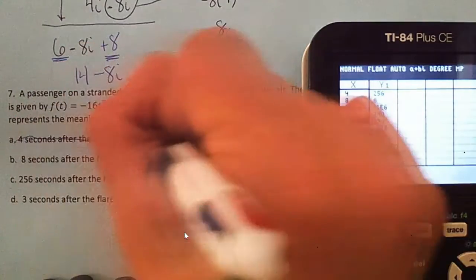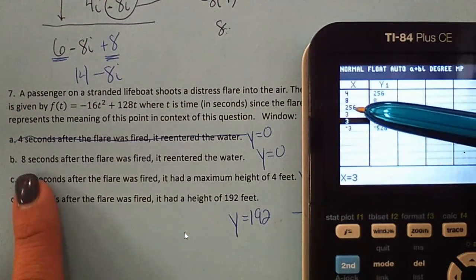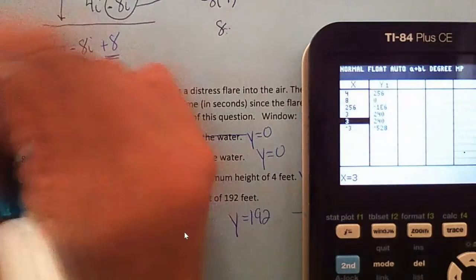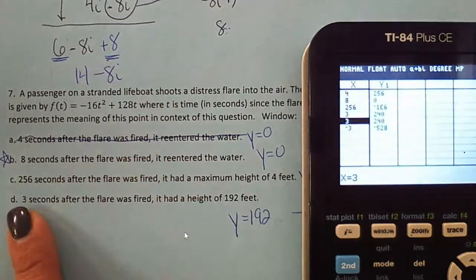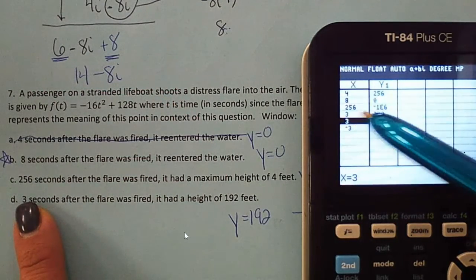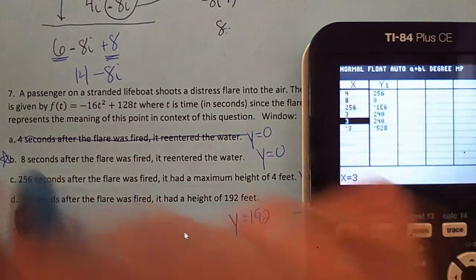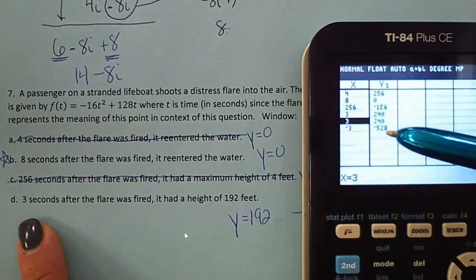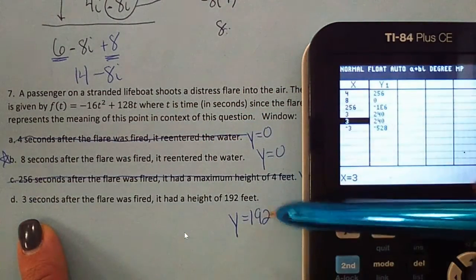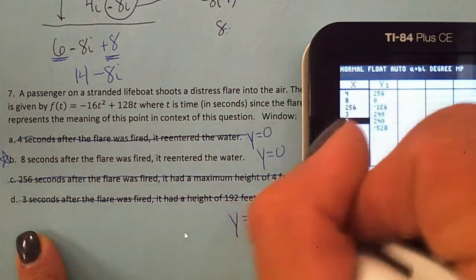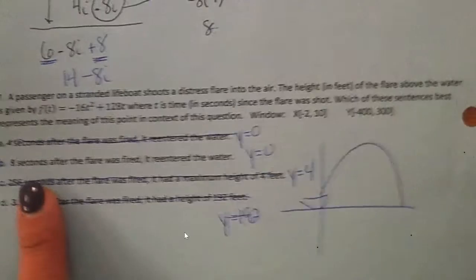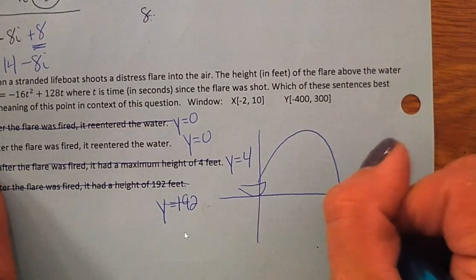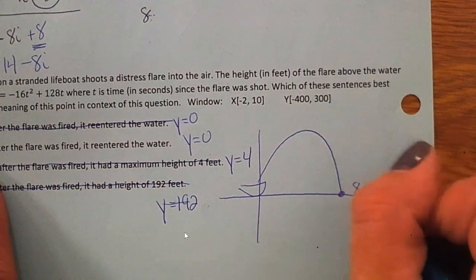So this is out. 8 gives me 0. So I'm going to keep this one in mind. 256 gives me, that's pretty much E, so, or 0, that one's out. And after 3 seconds, 3 gives me 240, and this says I was supposed to get 192, so it's out. But does this make sense? So after 8 seconds, it has re-entered the water.